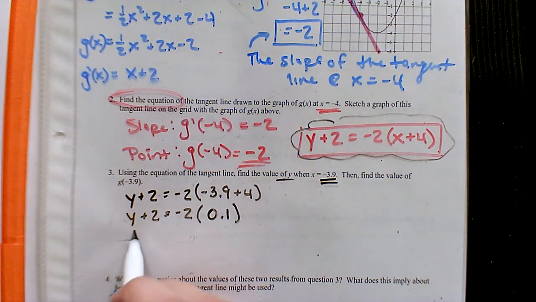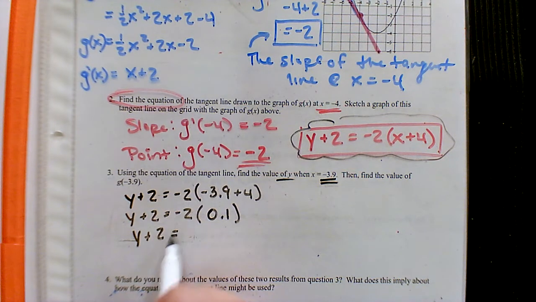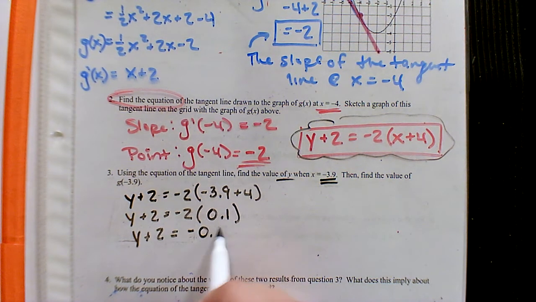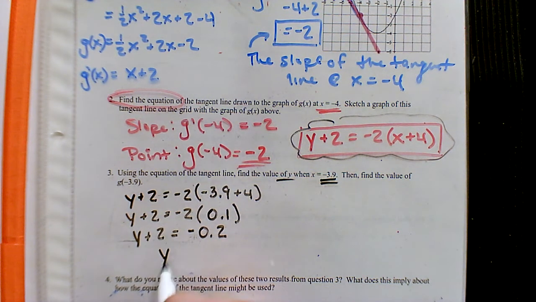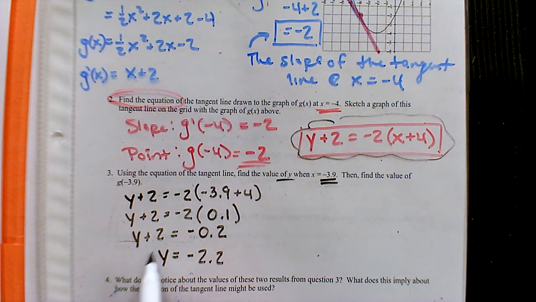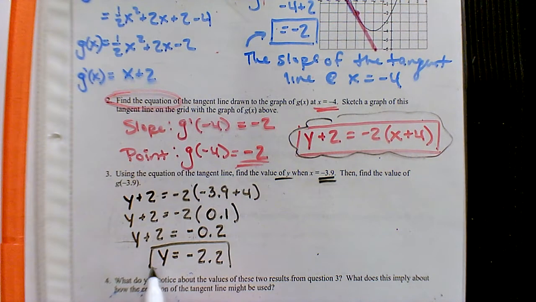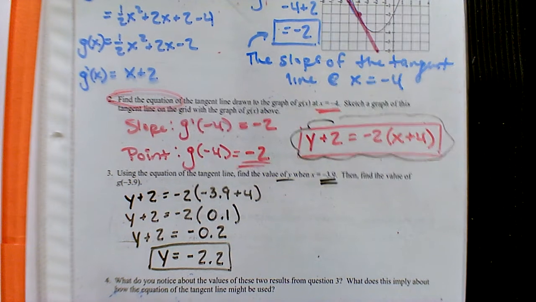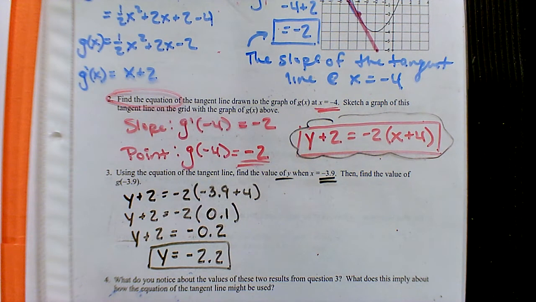0.1. 0.1 times -2 is -0.2. Subtract the 2 over: -2.2. All right, no calculator needed for that one.